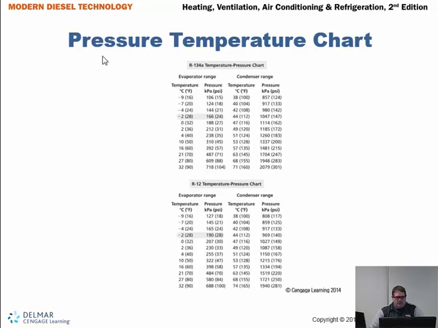Here's our pressure temperature chart, and this chart is basically looking at the evaporator temperatures and the pressures that you can expect to see at those locations. This is a great tool, not used very much, but it is a good indication of what normal should look like if you were trying to find out at different points inside the system what should be where.